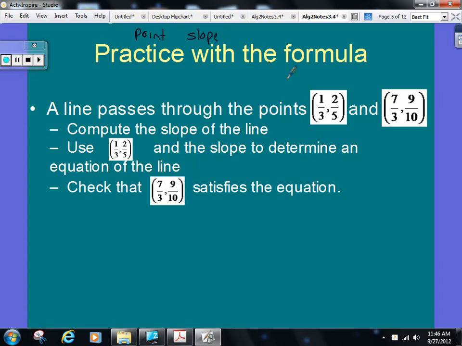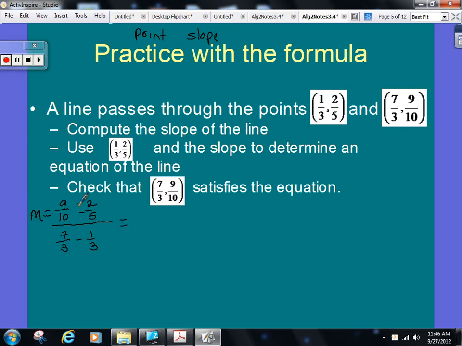Well, great, Bruno. You said they gave me 2 points. They didn't even tell me the slope. Lucky for me that you guys can all find the slope by that happy formula: y2 minus y1 over x2 minus x1. So now I have 9/10 minus 2/5 all over 7/3 minus 1/3.